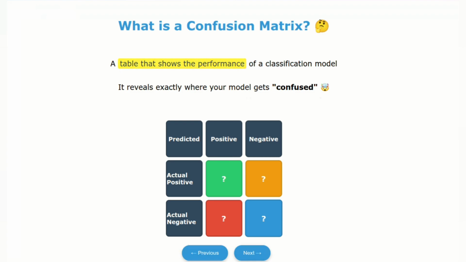For example, if we're building a spam email detector, the confusion matrix will show us exactly how many spam emails were correctly identified, how many legitimate emails were wrongly marked as spam, and vice versa.